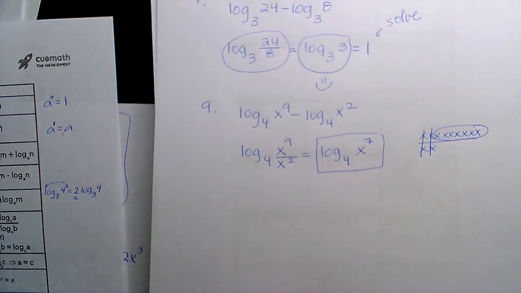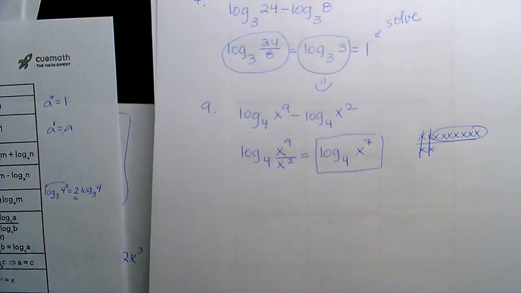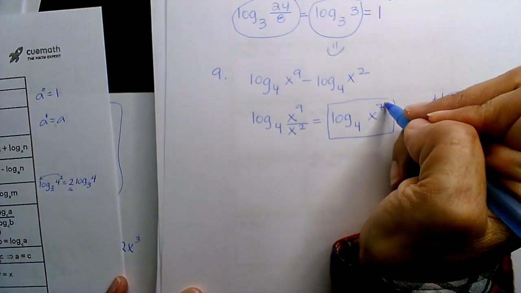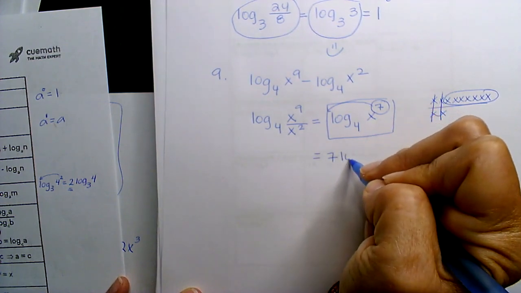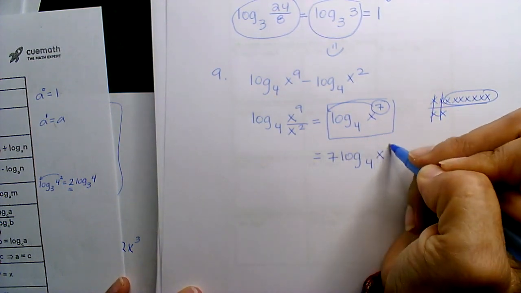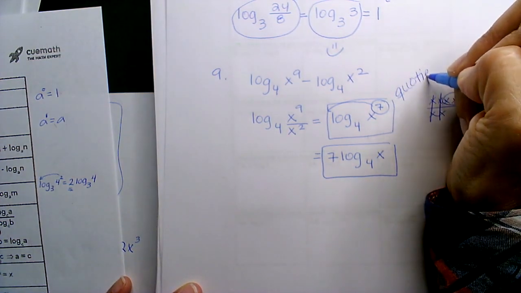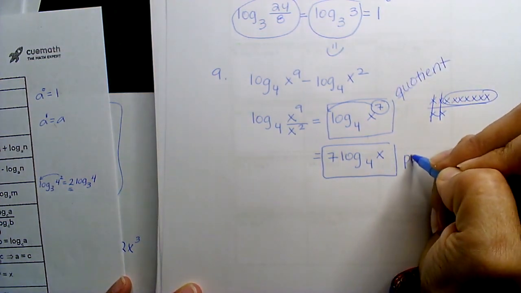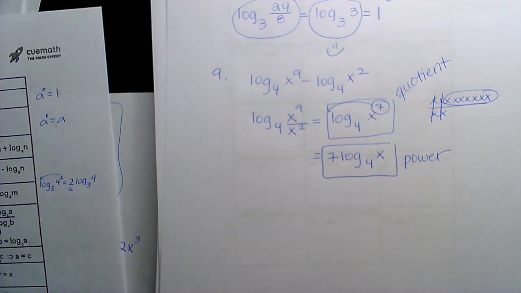Okay, those are your 3 properties. So when you're adding, you're multiplying. When you're subtracting, you're dividing. And if you have a, oh wait, here, okay, sorry. If we did the power rule, what would happen to that 7? 7 log 4 of x. So this is the quotient rule, but then this would be the power rule by bringing that 7 as a coefficient to the term.